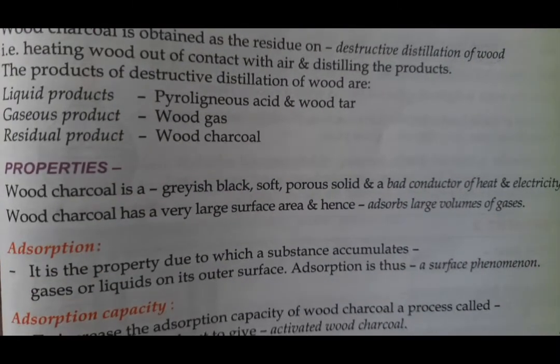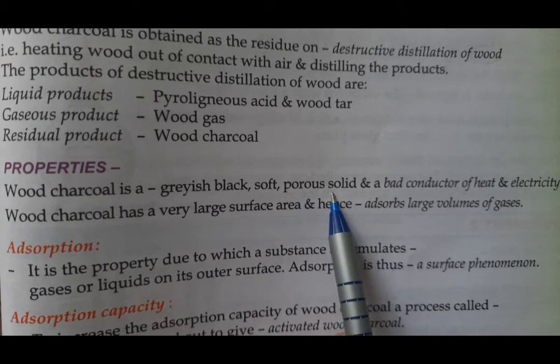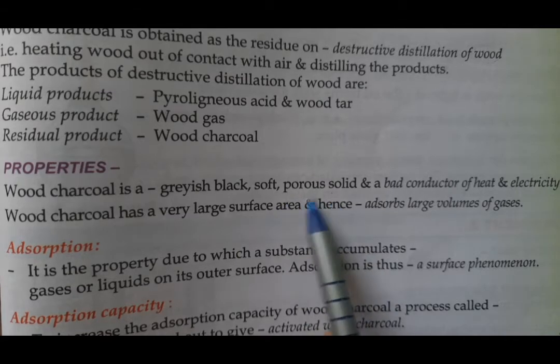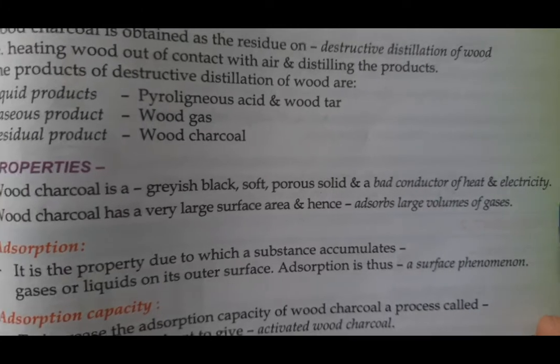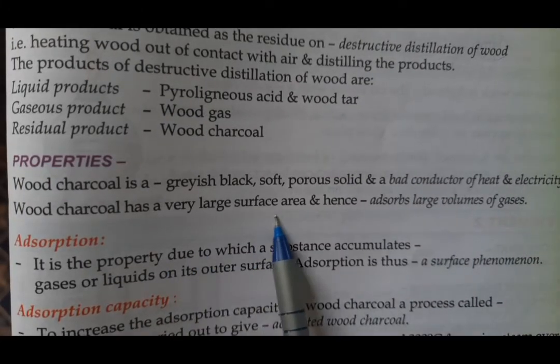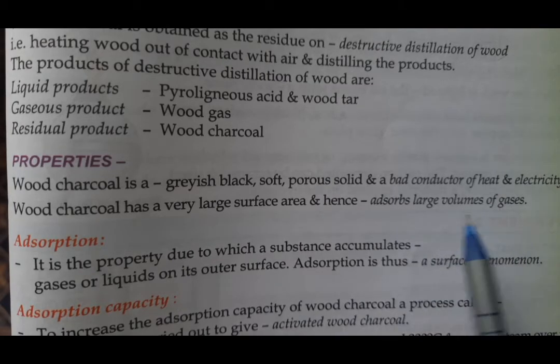Now we'll see the properties. It is a grayish black, soft, porous solid. Therefore, it can float on water, because it is a porous solid. It is a bad conductor of heat and electricity; it does not conduct heat and electricity. And it has a very large surface area, hence it adsorbs a large volume of gases.